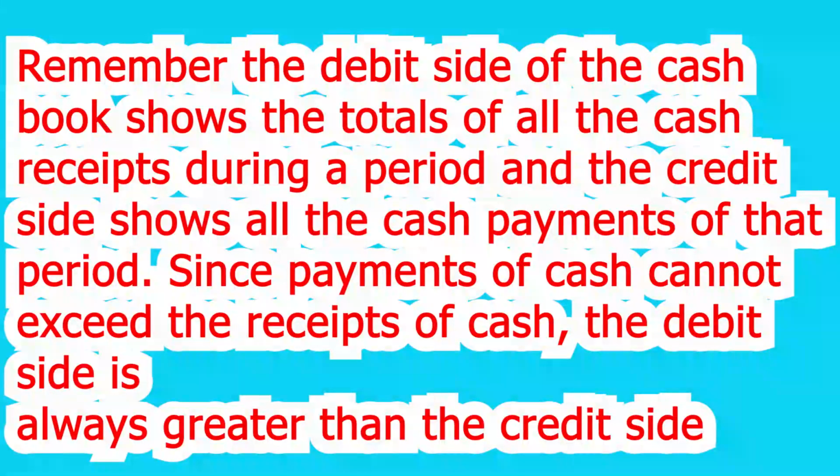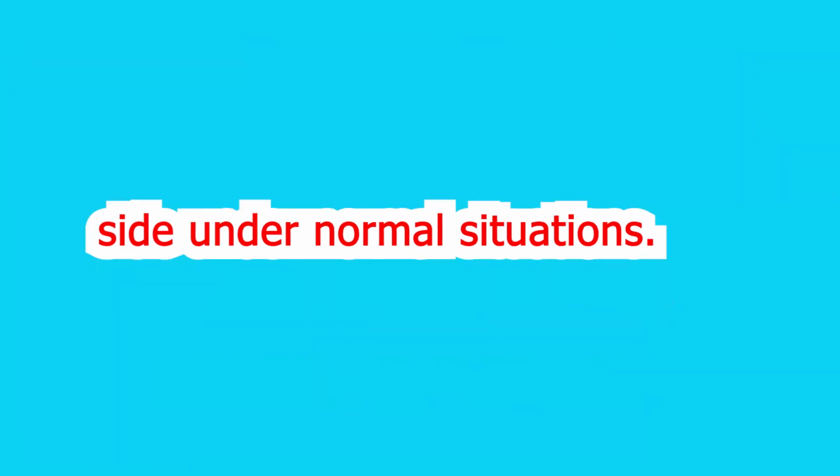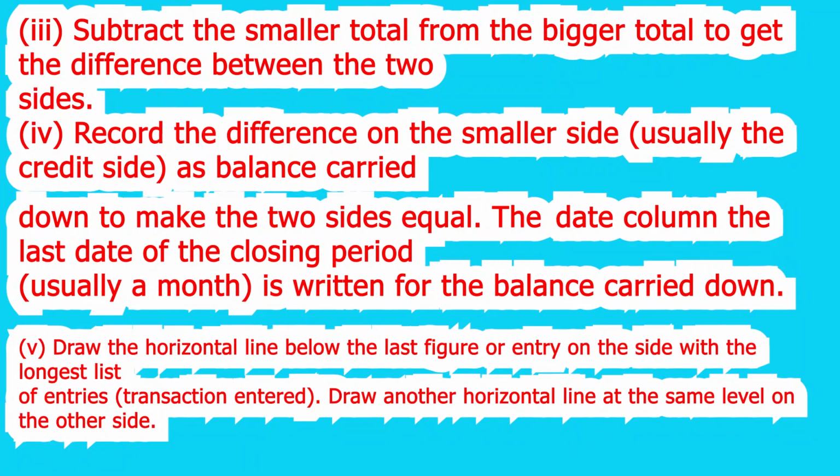Remember, the debit side of the cash book shows the totals of all the cash receipts during a period, and the credit side shows all the cash payments of that period. Since payments of cash cannot exceed the receipts of cash, the debit side is always greater than the credit side under normal situations. Then our third step: subtract the smaller total from the bigger total to get the difference between the two sides.